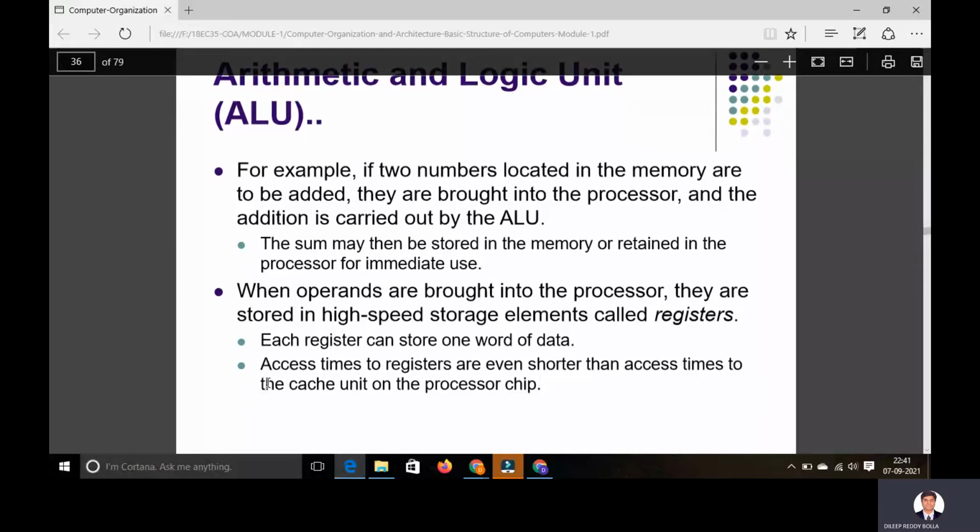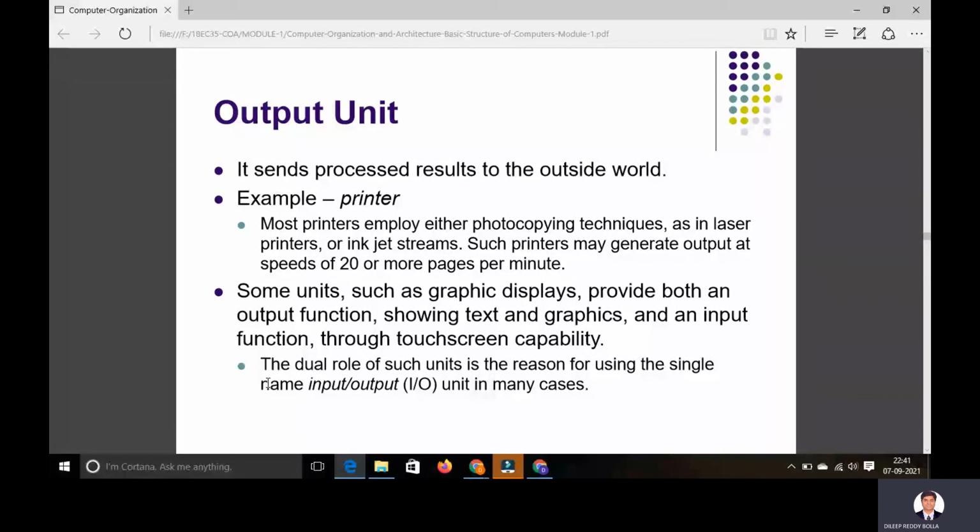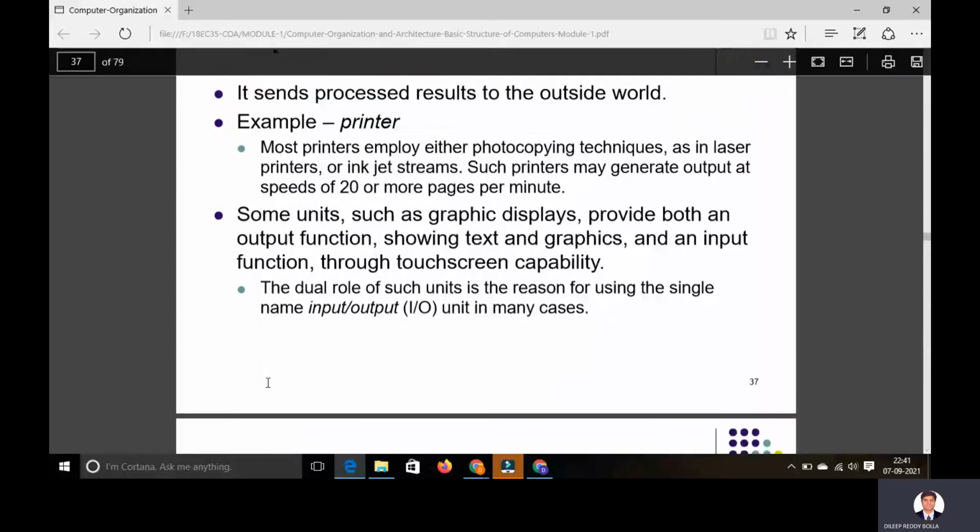So let us continue this session with the output unit. We all know that the place where the result is going to get displayed can be called an output unit. What's an example of an output unit? The printer is an example of an output unit. We also have units such as graphics display, output functionality block, text and graphics block, input functionality block, touchscreen capability. All these blocks are called output units.